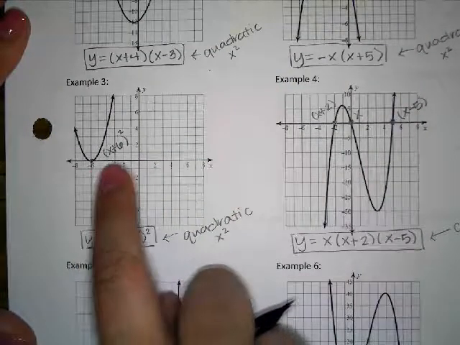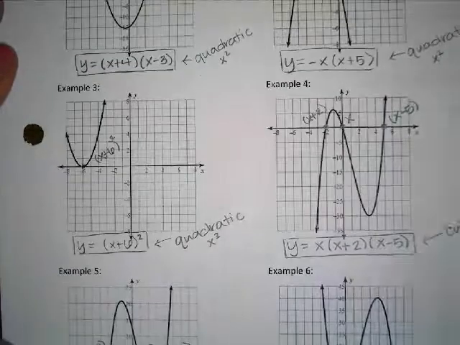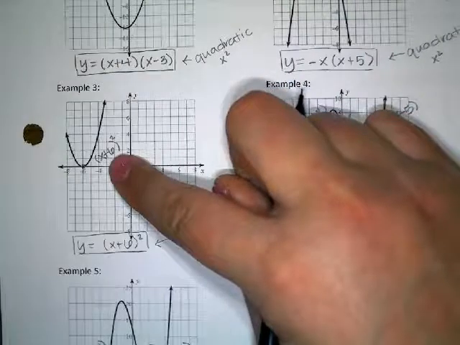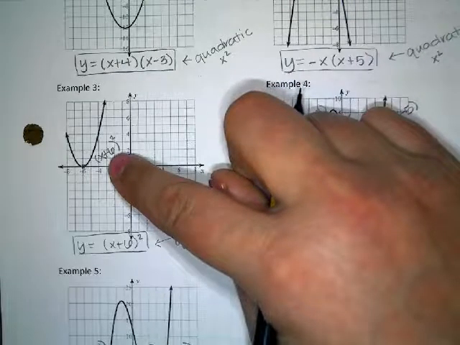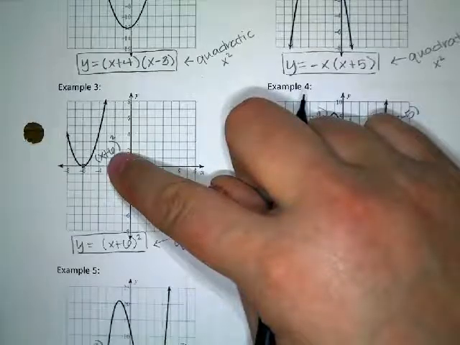So I could have typed this as y equals x plus 6 squared, but I also could have typed it as y equals x plus 6 times x plus 6. And both would have given me the same graph. It just means that answer happened twice. Does that make sense? Okay.